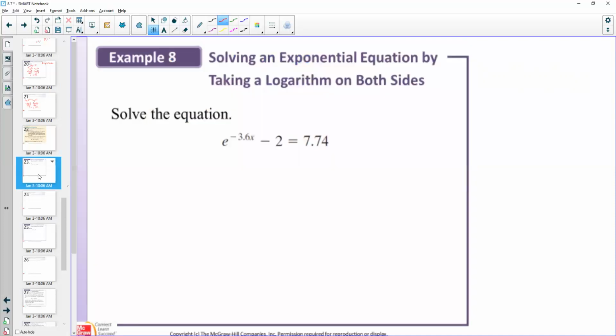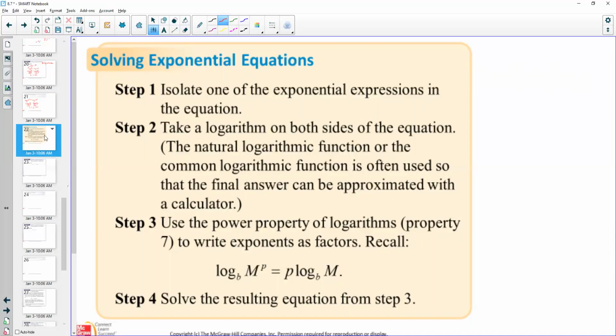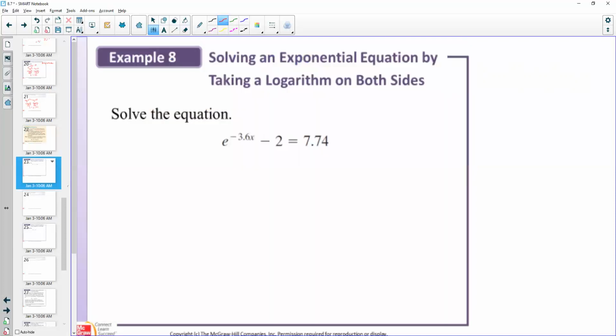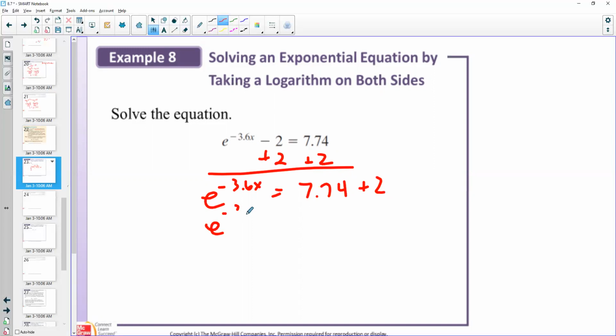So let's try another one. This one is a little more complicated, right? The first thing I want to do is isolate the exponential expression. So I want to get the part with the exponent alone. So I'm going to move 2 to the other side. I'm going to get e to the negative 3.6x equals 7.74 plus 2. Okay, great. Now I know what 7.74 plus 2 is, so I'm going to do that. Combine like terms, 9.74. Now I'm in a pretty good spot, right?